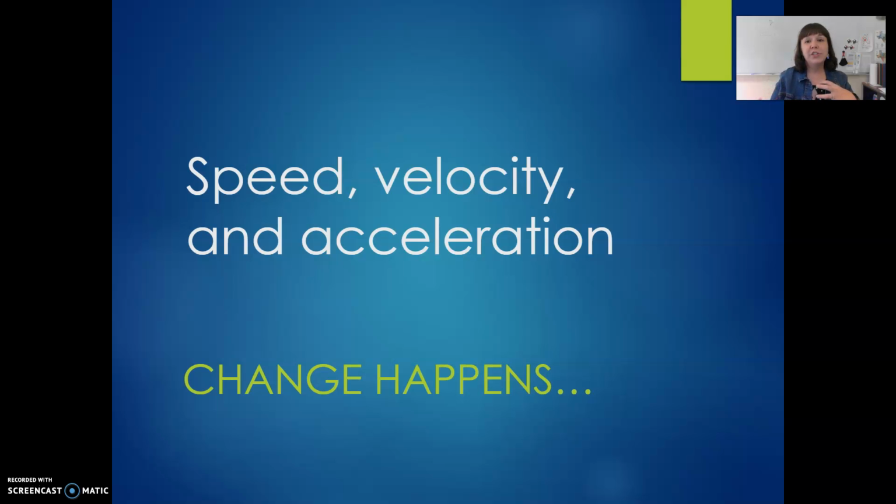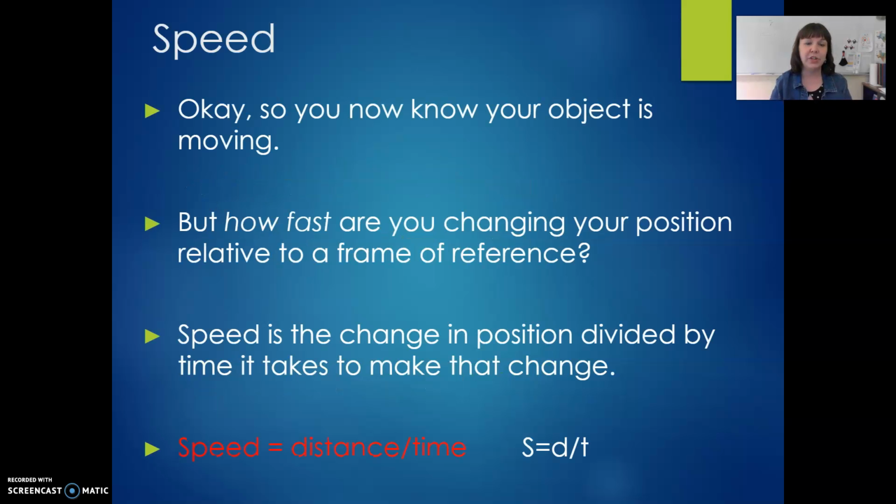Now, in addition to distance and displacement, there's some new motion words we're going to throw in here: speed, velocity, and acceleration. And I'm sure you've heard these words before in your everyday language. Change happens. We are not going to stay in the same place the rest of our lives, of course. So how fast we can change our position, whether we're running out of this classroom or whether we're just walking calmly, gives us the rate at which we're changing our position.